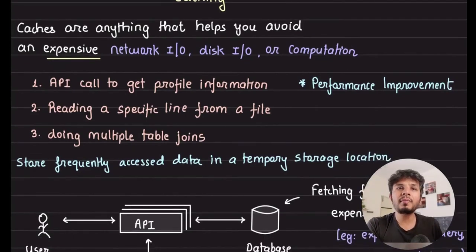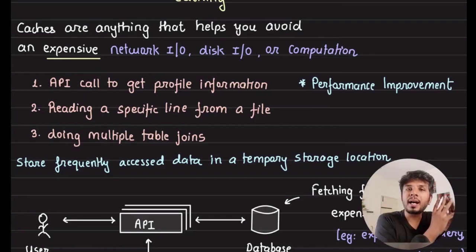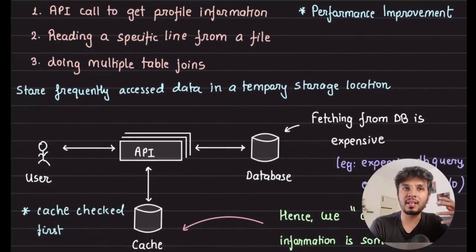Another example is when you want to read a specific line from a particular file. This is an expensive disk IO that we are doing. If we are repetitively reading it, why make that call? Can we not just cache it in memory? Or when we are doing multiple table joins, as I gave you an example, right? These are the things that are expensive. So we are caching those things in a cache as part of performance improvement.